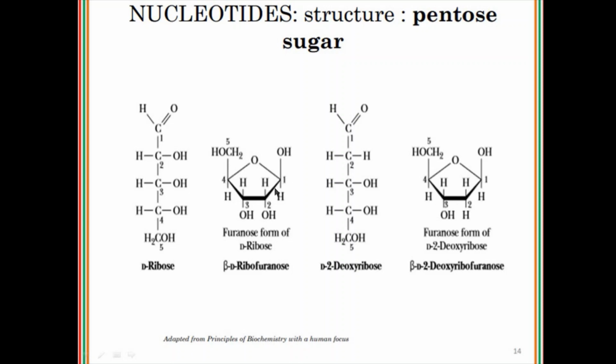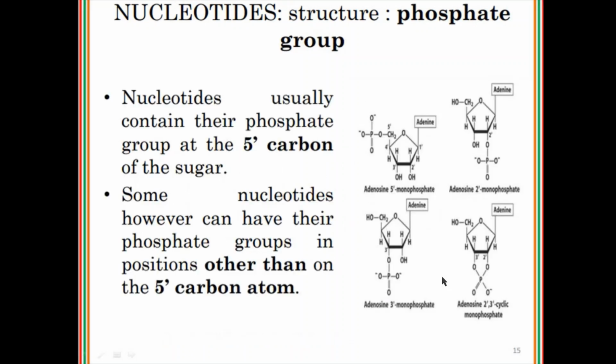Now, I want you to notice on carbon number 2 of the ribose sugar, you find an OH. But on the deoxyribose sugar on carbon number 2, you don't find an OH, you only find an H. That's why this is called deoxyribose, because an oxygen is removed at carbon number 2. Deoxy simply means removed oxygen. Beautiful.